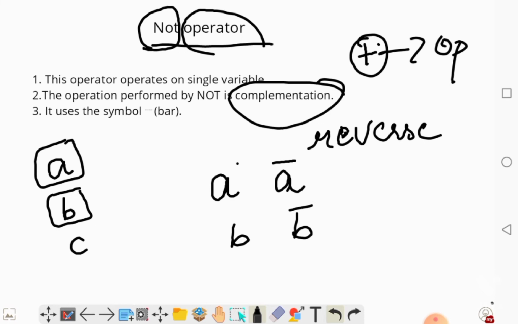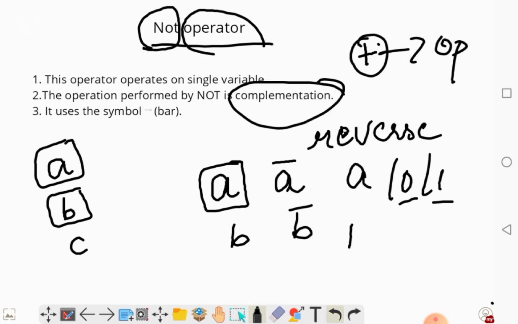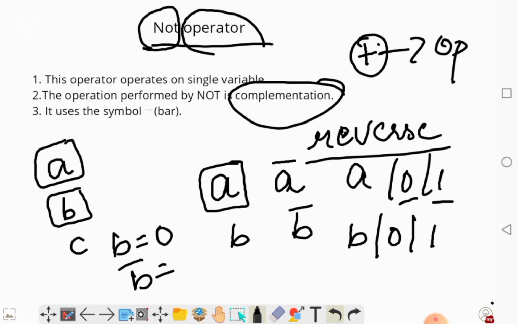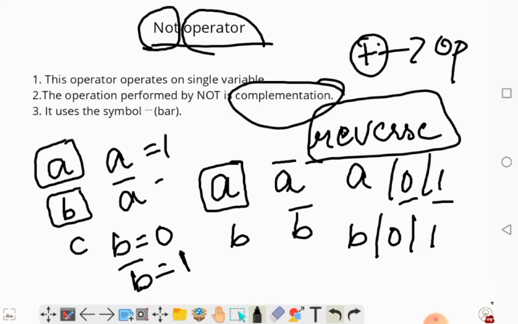If we have one variable in the Boolean algebra, what is the value of A? A can be either 0 or it can be 1. Only two possibilities are there for one variable. If we have B, either it can be 0 or it can be 1. Now we will see, if B is equal to 0, then what will be B dash? It performs the reverse operation. If B is 0, then what is the reverse of 0? The reverse of 0 is 1. Then B dash is 1. If A is equal to 1, then A dash will be equal to 0.